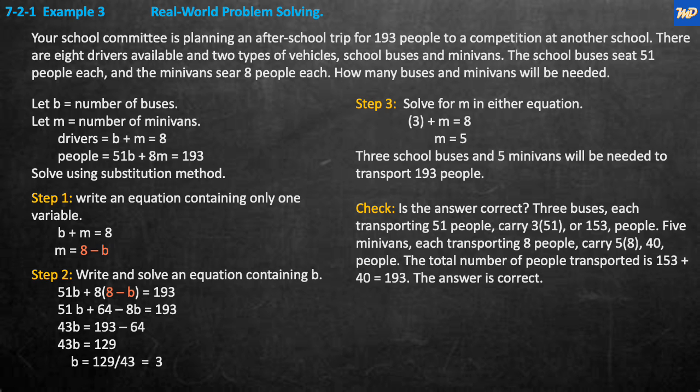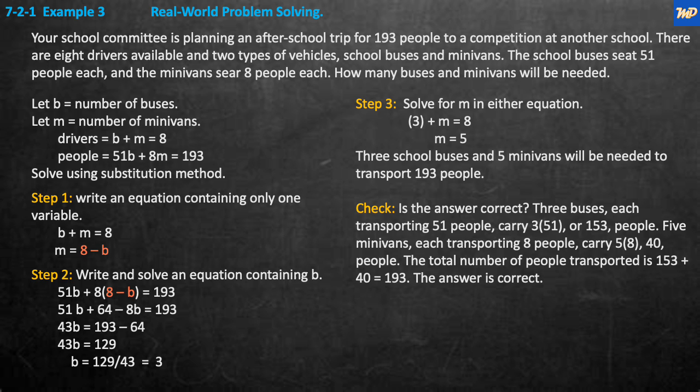Okay, example 3, it's a real world problem, right? So let's figure out what it says here. It says, your school committee is planning an after-school trip for 193 people to a competition at another school. There are 8 drivers available, so that's important, and 2 types of vehicles, school buses and minivans. The school buses seat 51 people each, and the minivans seat 8 people each. How many buses and minivans will be needed?